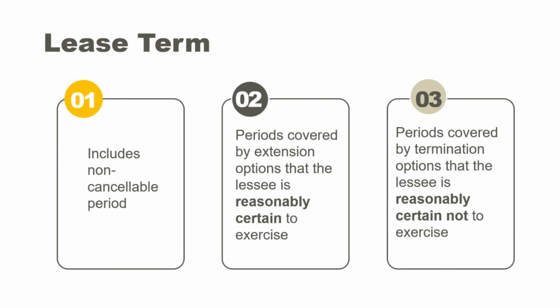Now let's look at the requirements for how to calculate the lease term. The lease term is the non-cancelable period of the lease. For example, if you have a 10-year lease and a break clause that you are reasonably certain to exercise after 5 years, then you should calculate the lease term as being the 5-year non-cancelable period. Similarly, if you have the right to extend the lease and you're reasonably certain to do so, you should include the extended period in your lease term. Now, what does reasonably certain mean? Well, that's a matter of judgment.